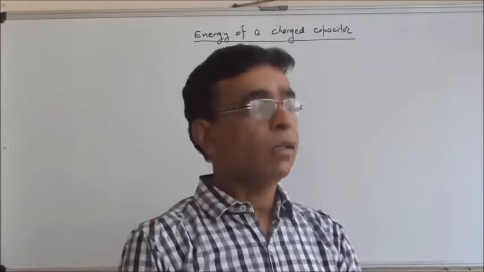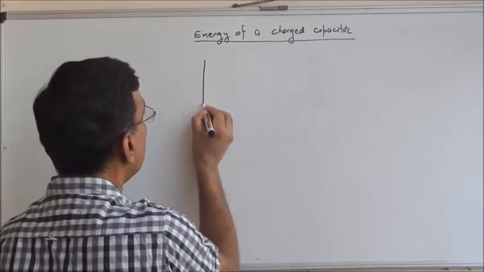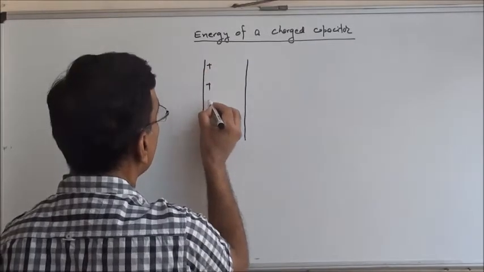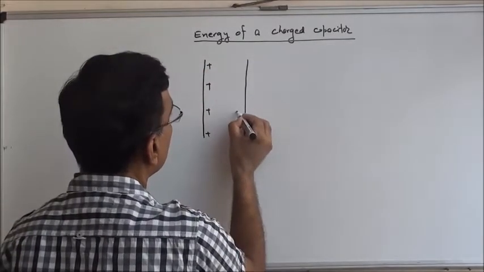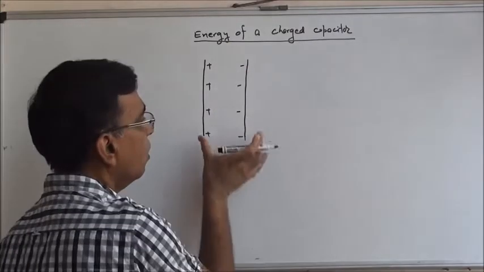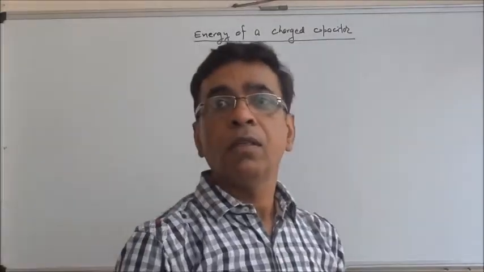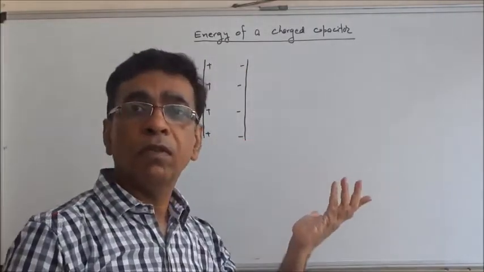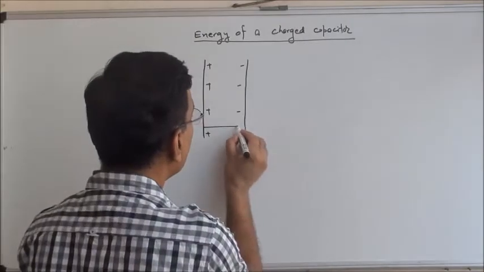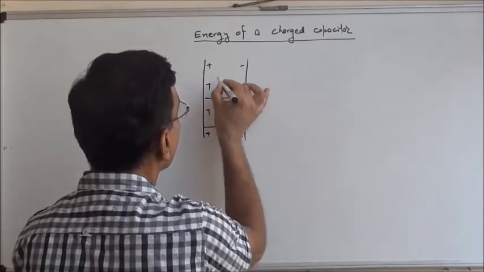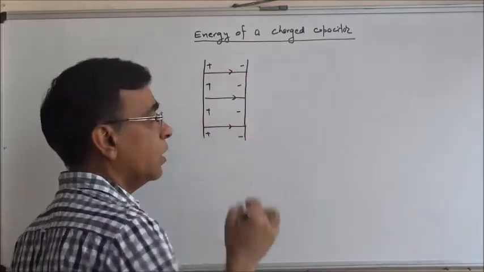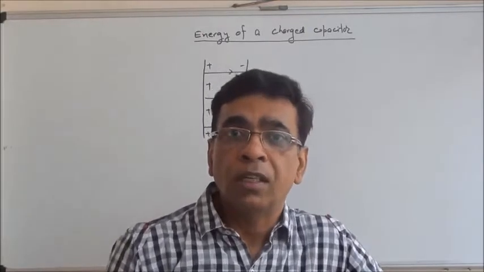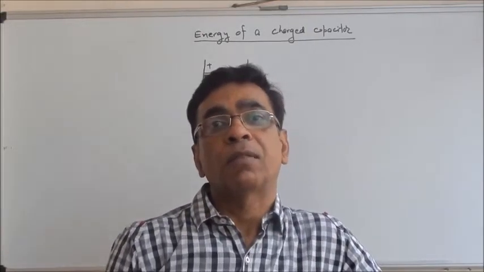Now when there is charge on the two plates and the charge is opposite, then there will be attraction between the two plates. The electrical energy is stored in the form of an electric field, because there is an electric field due to the positive and negative charges. So this energy is stored in the form of potential energy in the electric field of the capacitor.